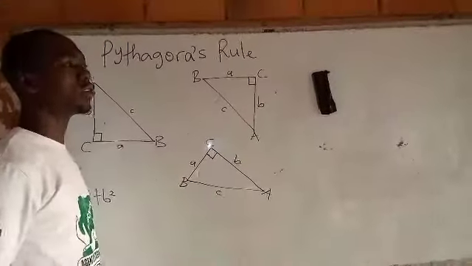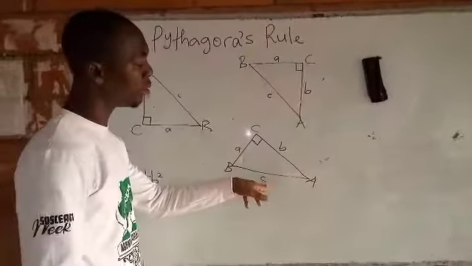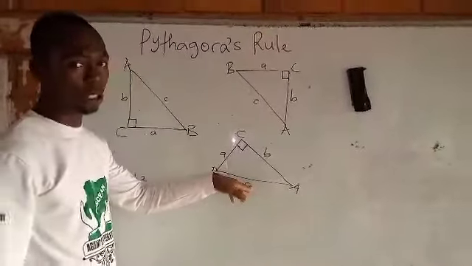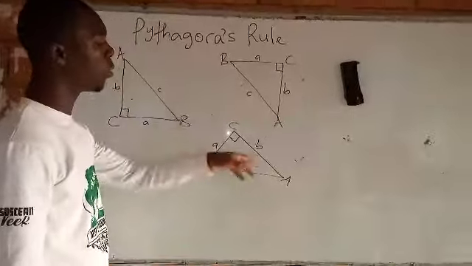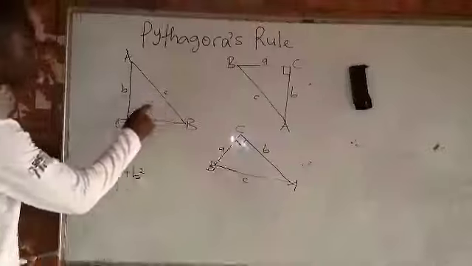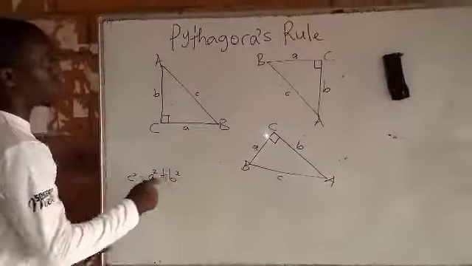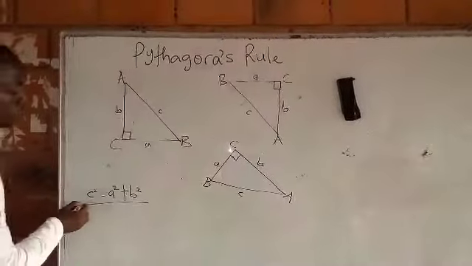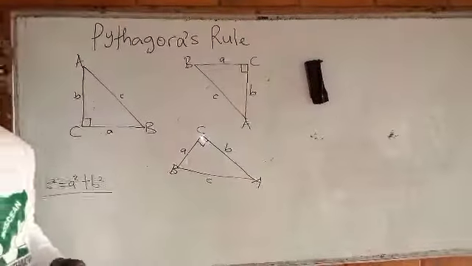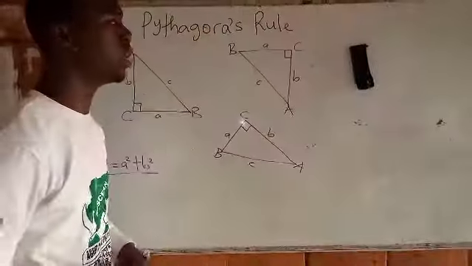So Pythagoras rule now says the square of the hypotenuse is equal to the sum of the squares of these other two sides. That means c squared is equal to a squared plus b squared. So this is the rule that we will be applying whenever we are given a right angle triangle in which all the sides are not given completely.